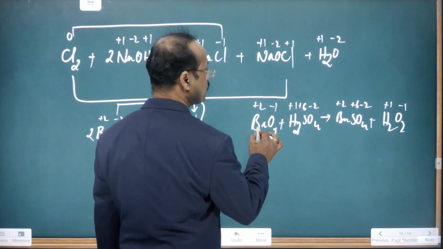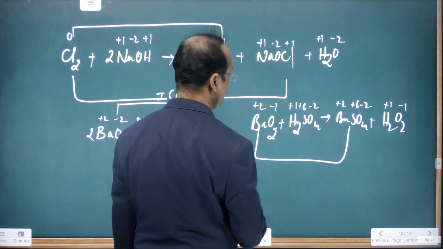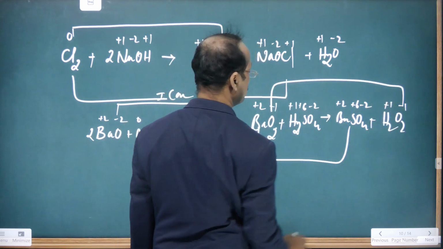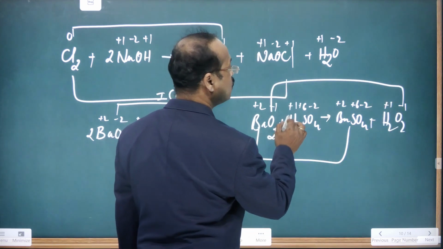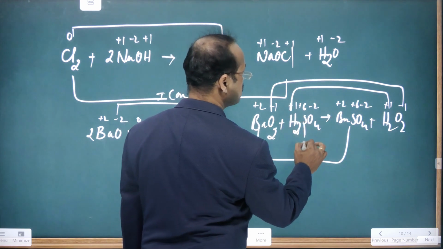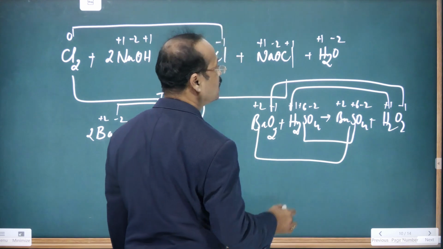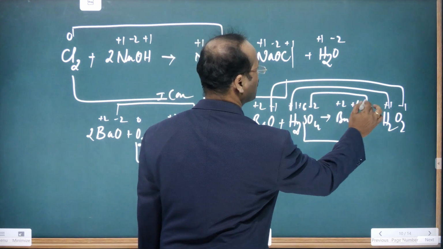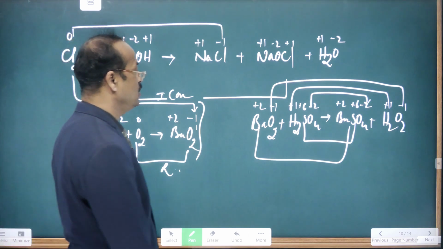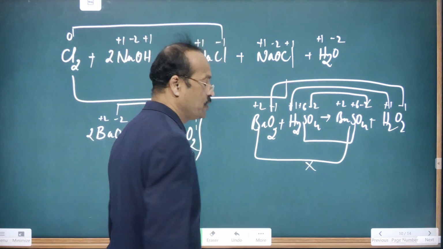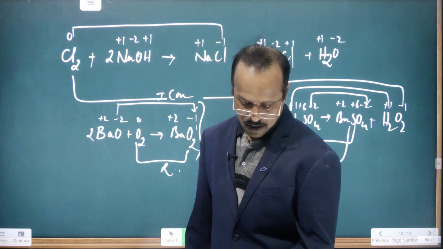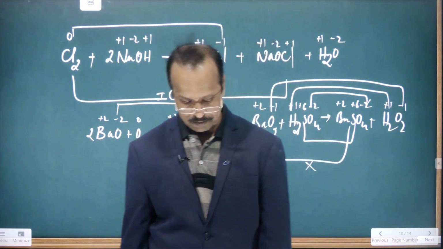So barium is +2, barium is +2. Oxygen here is -1, here oxygen is -1. Hydrogen is +1, here hydrogen is +1. Here sulfur is +6, here sulfur is +6. Here oxygen is -2, oxygen is -2. There is no change here. All are exhibiting the same oxidation number. So this is not a redox reaction. So the second option is the right answer.